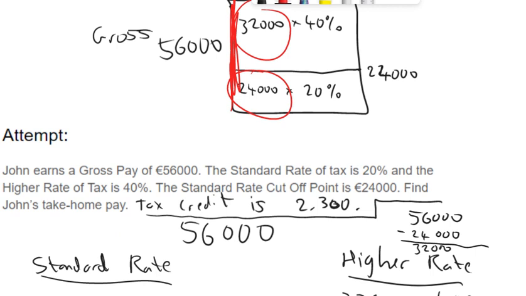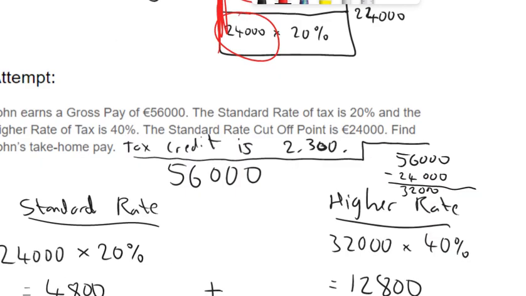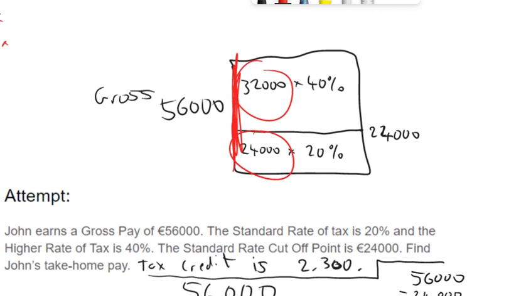And then the tax credit is the good thing at the end that you take away from your tax. That's all the tax you have to pay, and you take it away from your gross pay, and that's how much you get to take home. So that's it.